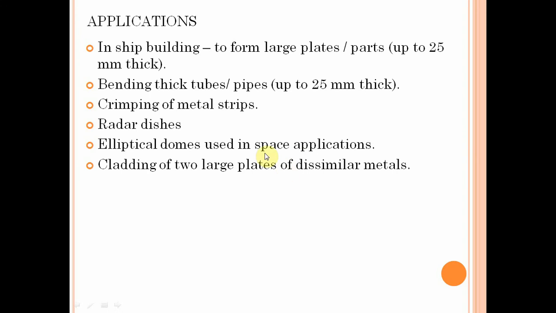Last slide, we say applications. A few applications of high energy rate forming are listed below. In shipbuilding, to form large plate parts up to 25 mm thick. Forging super alloys, refractory alloys and titanium alloys is also done using this process. Bending thick tubes or pipes up to 25 mm thick. Crimping of metal strips can be done.